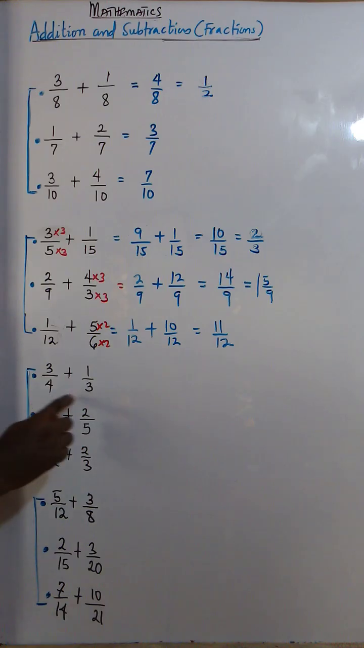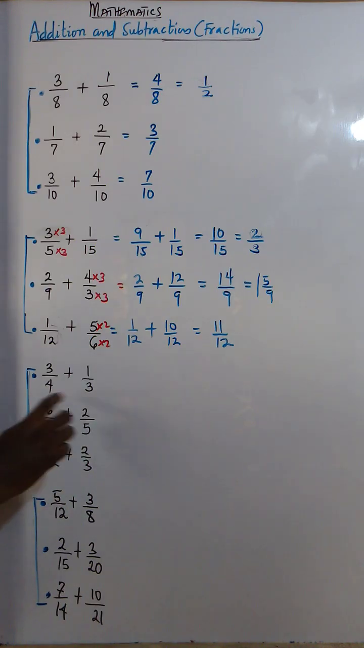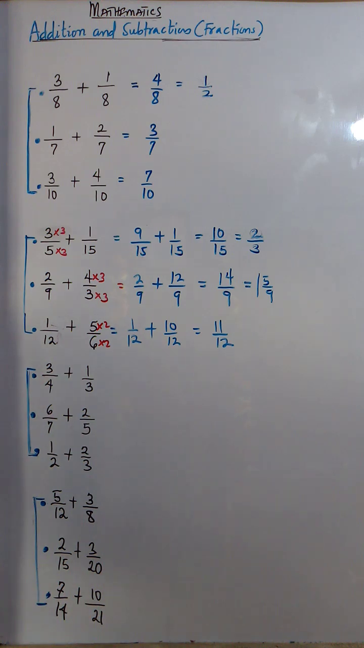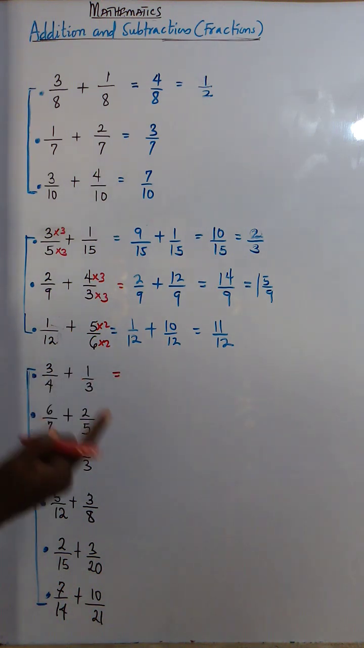Now in this case, they do not have the same denominator, and one number cannot divide the other. So in fact, they are relatively prime. They have no common factor. If you have a question like this, whereby they have no common factor, there is no number that can divide both 4 and 3, 7 and 5, 2 and 3. They are all relatively prime. So what are you to do?